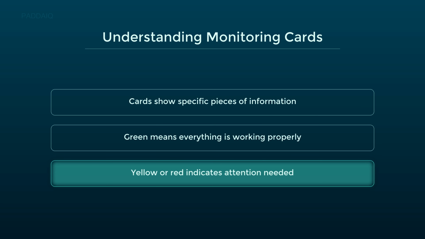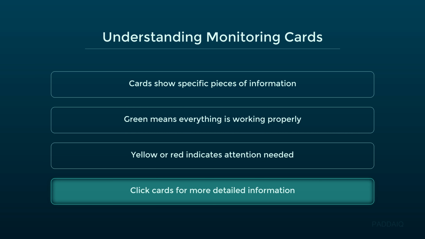Yellow or red indicates attention needed. This means the system is signaling a potential issue or deviation from normal operation. For example, a yellow card for high memory usage warns you to check for memory leaks before it becomes critical. Always investigate these alerts promptly to maintain system health.